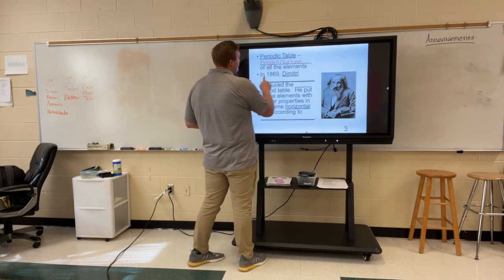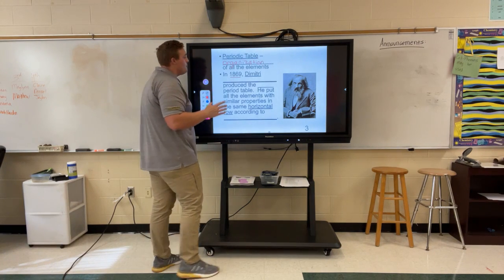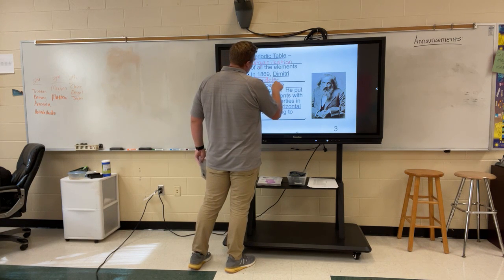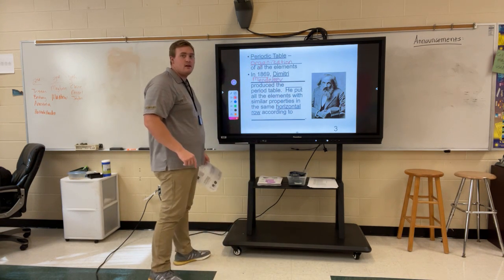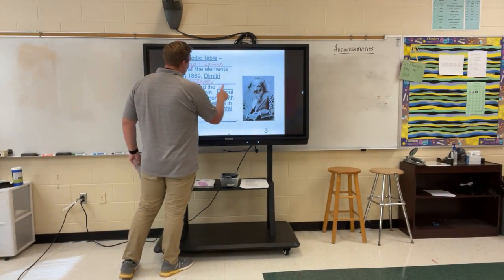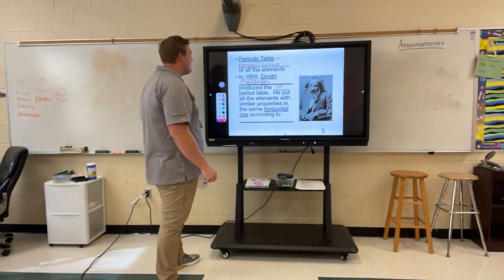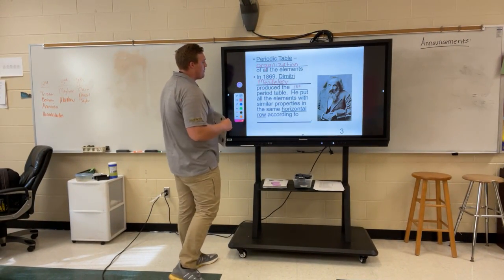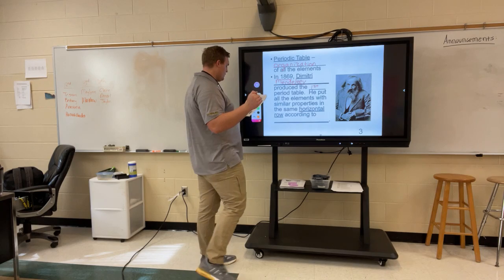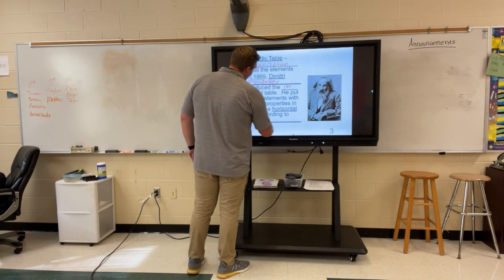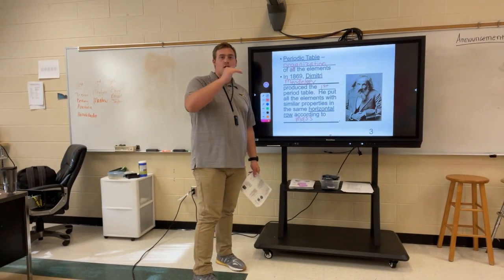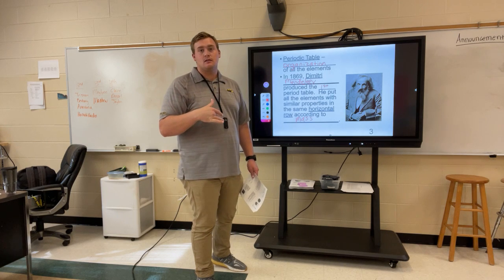And so in 1869, that was a long time ago, Dmitri Mendeleev produced the first periodic table, okay? He put all the elements with similar properties in the same horizontal rows. So he said similar properties, horizontal rows, okay? And he did it according to mass, okay? So his periodic table was based on horizontal rows, and it was according to mass, all right?